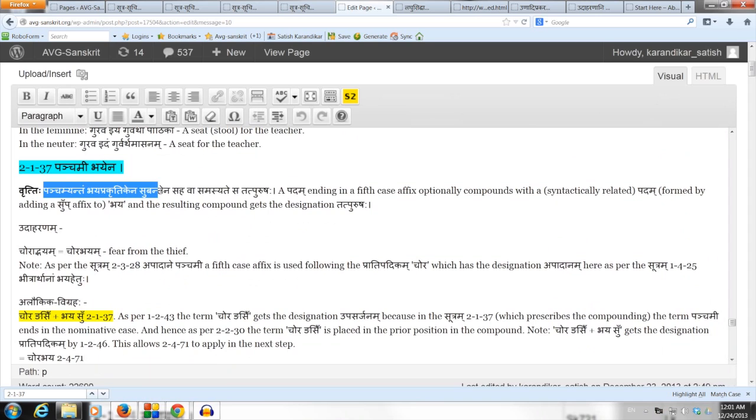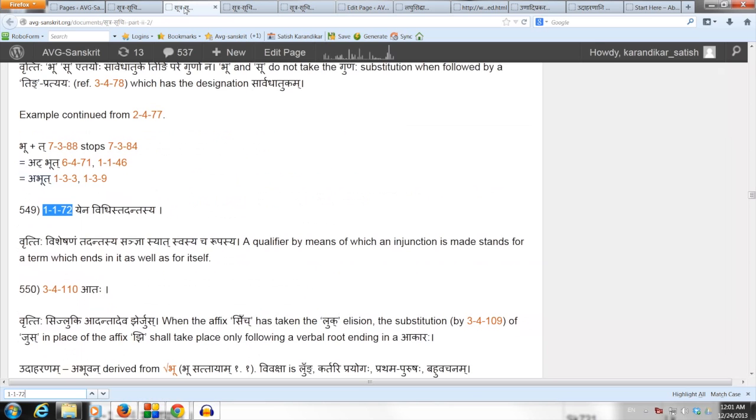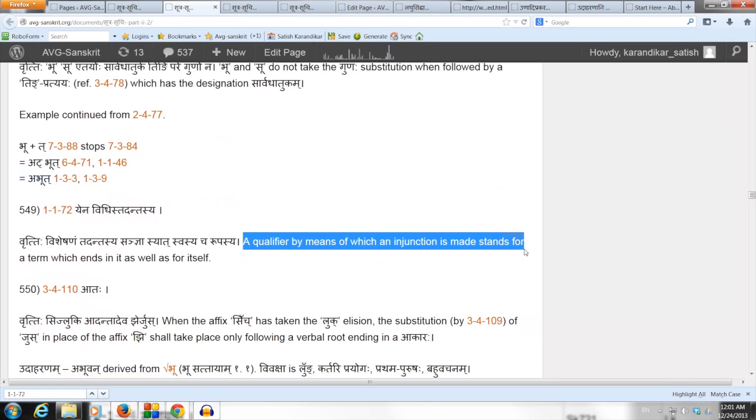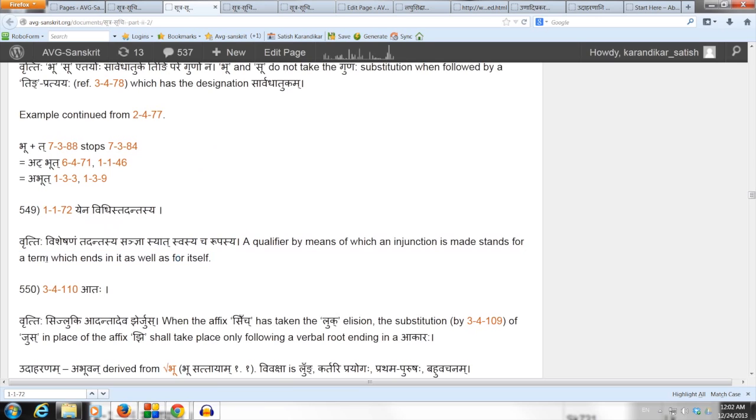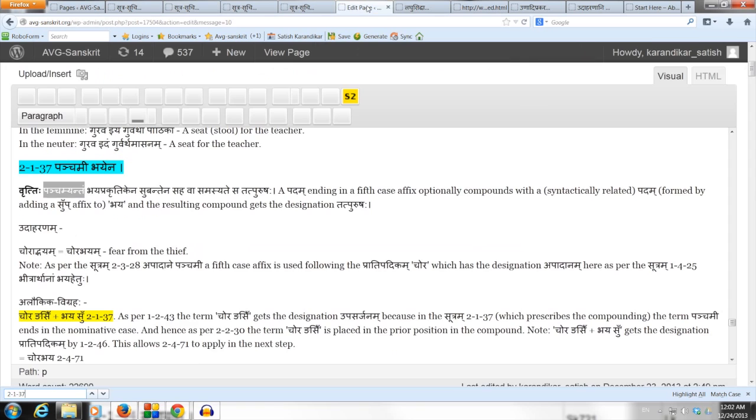Vritti says: Panchamyantam Bhaya Prakritikena Subantena Saha Vasamasyate Sa Tat Purushaha. Now we already know why the Vritti says Panchamyantam because of the Paribhasha Sutram Yena Vizistadantasya 1.1.72. That Sutram tells us that a qualifier by means of which an injunction is made stands for a term which ends in it as well as for itself. So here Panchami stands for Panchamyantam.